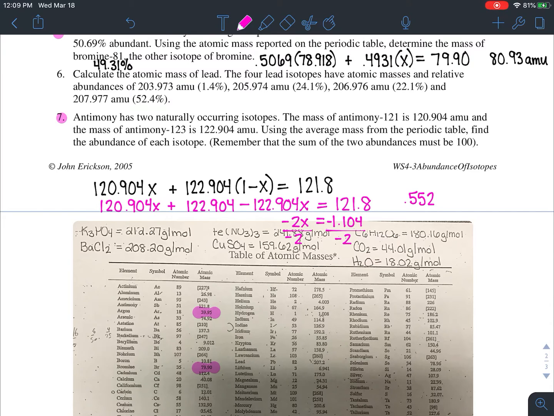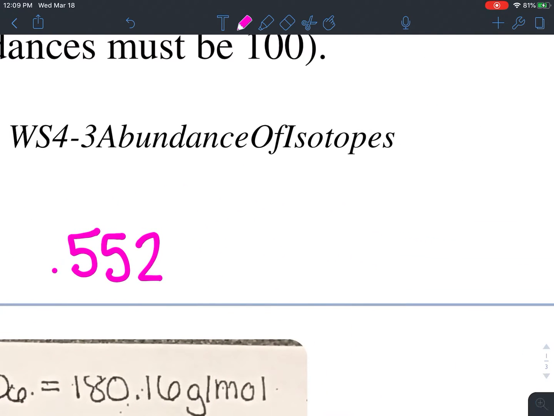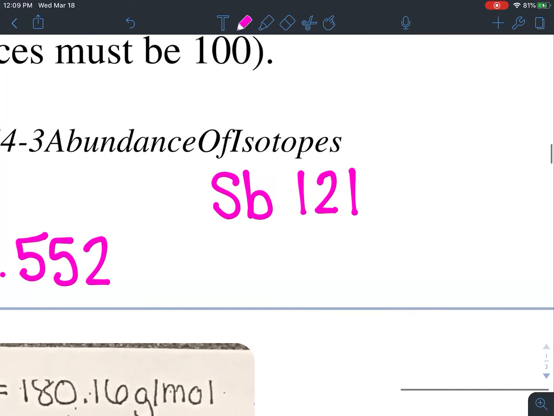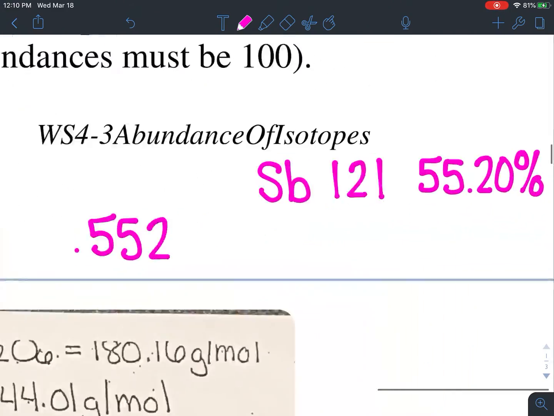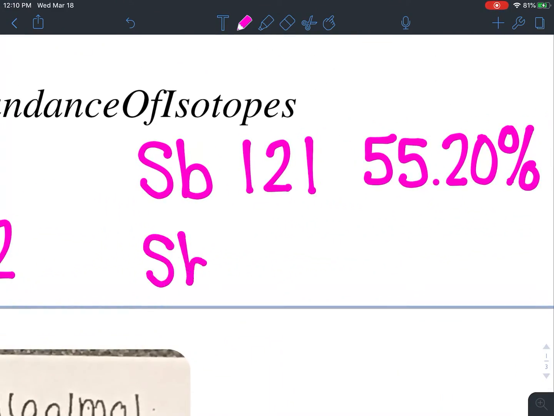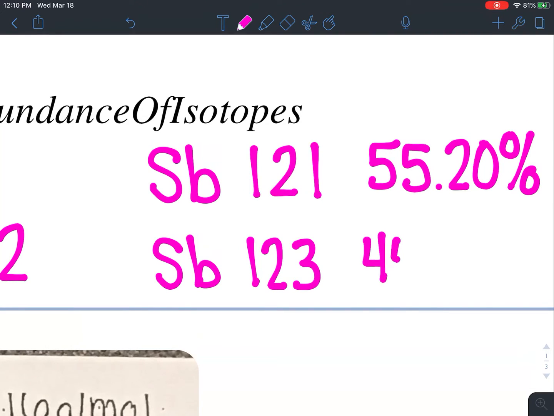We assigned X as the percent abundance of antimony 121. So Sb 121 has an abundance of 55.20%. And then to calculate out the remainder, antimony 123, we're just subtracting that from 100, or we could subtract from 1. So that is going to be 44.80%.